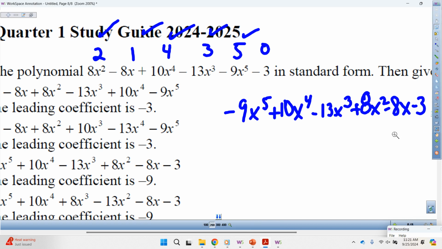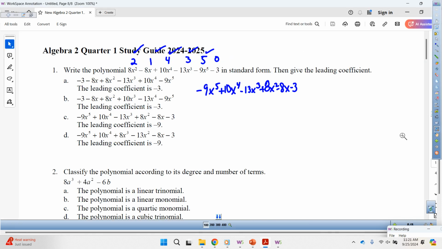So let me zoom out. Which is the answer? Let's see. Both of these have negative 9x to the 5th. Both of them have 10x to the 4th. And the next one is what? Negative 13x cubed. So the correct answer is C. Does everybody see what we did?